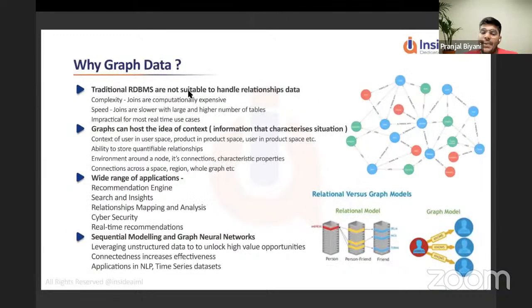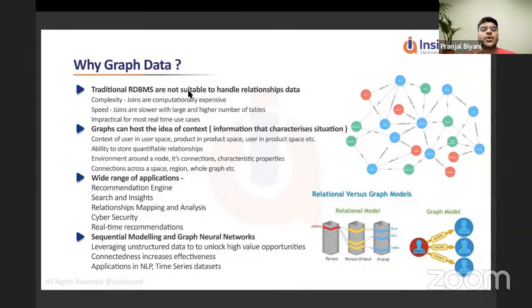So the primary question is, why graph data? The first reason is traditional RDBMS, which is relational database management systems, which are basically your SQL tables. They are not suitable to handle relationships data. This is very important because in a graph, every entity that is a part of the graph is connected to other entities via a relationship.